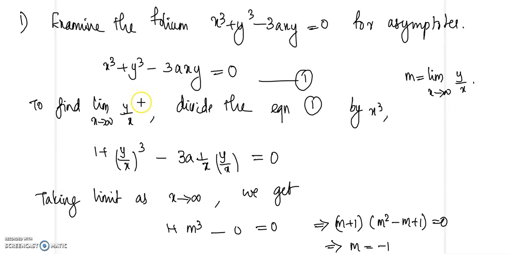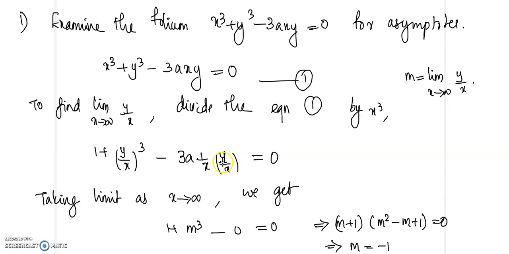So we'll get 1 plus y by x whole cube minus 3a into 1 by x into y by x equal to 0. Now let us take the limit as x tends to infinity. So now the equation will reduce in terms of m. Now when we take the limit x tends to infinity y by x, the limit value is equal to m. So here we are going to get 1 plus m cube minus 3a.